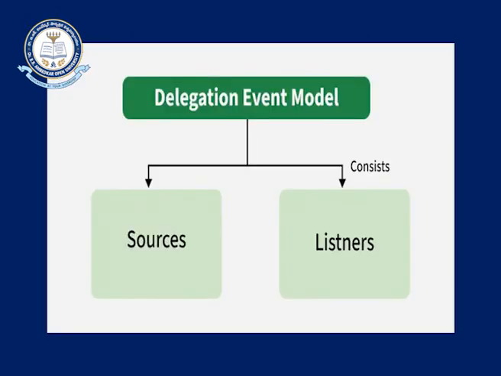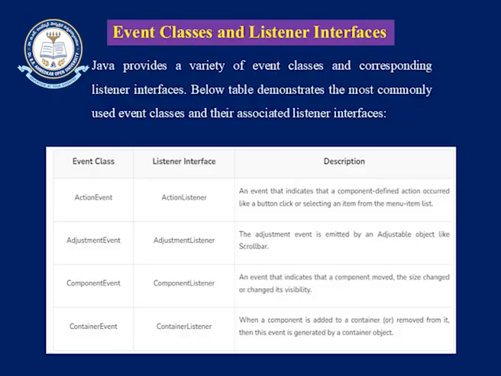This is the diagrammatical representation of the delegation model, sources and listeners. It consists of two main parts: sources and listeners. So these are the event classes and listener interfaces. Java provides a variety of event classes and the corresponding listener interfaces. Suppose you want to handle one event class, it has a corresponding listener interface. Those things we will discuss now.